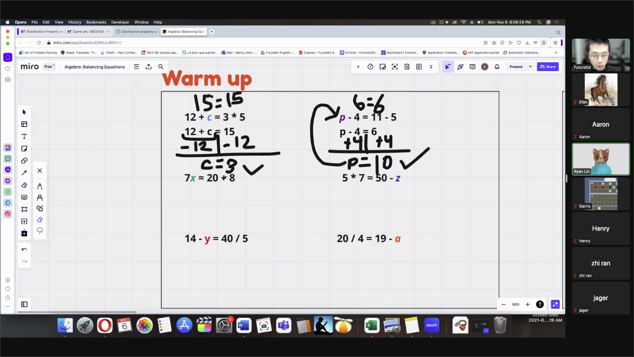So our first step would be to try and simplify the equation a little bit. So 7x, we could try doing something, but what about 20 plus 8? We can definitely simplify 20 plus 8, right, Ryan? Yeah, so what's 20 plus 8? 20 plus 8 is 8, or 28. Sorry. 28, yes. Okay, so then we have 7x equals 28.